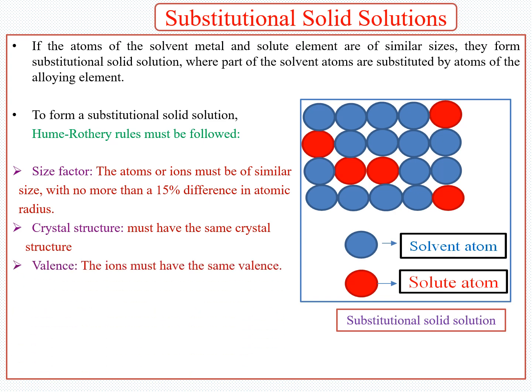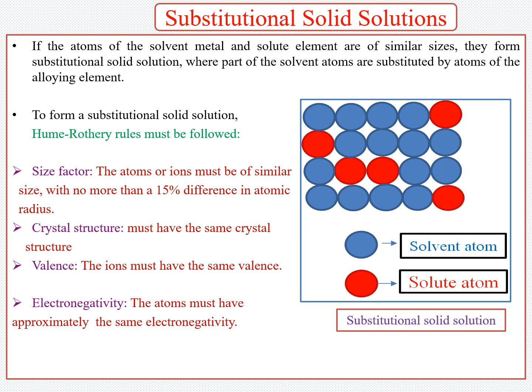The next one is valency. The ions must have the same valence, otherwise the valence electron difference encourages the formation of a compound rather than the solution. The last one is electronegativity. The atoms must have approximately the same electronegativity to form the solid solution. So these are the Hume-Rothery rules. A few examples of substitutional solid solution which form complete solid solubility are copper and nickel, silver and gold, and the last one is germanium and silicon.